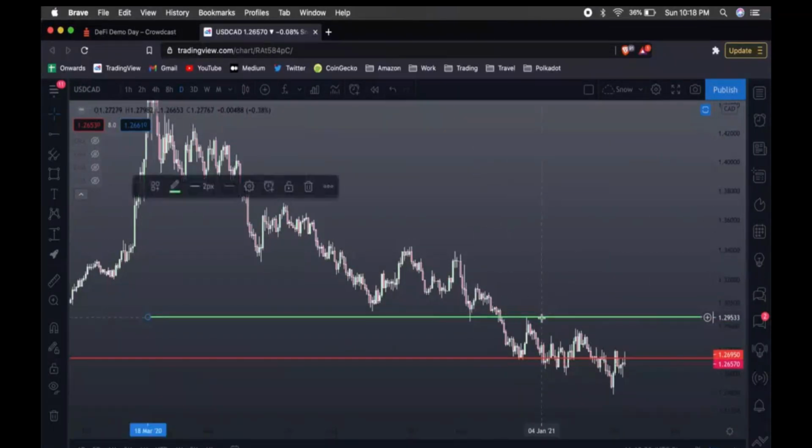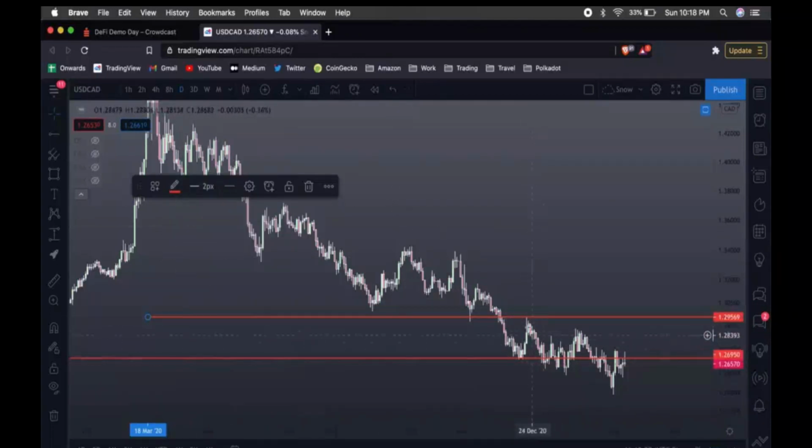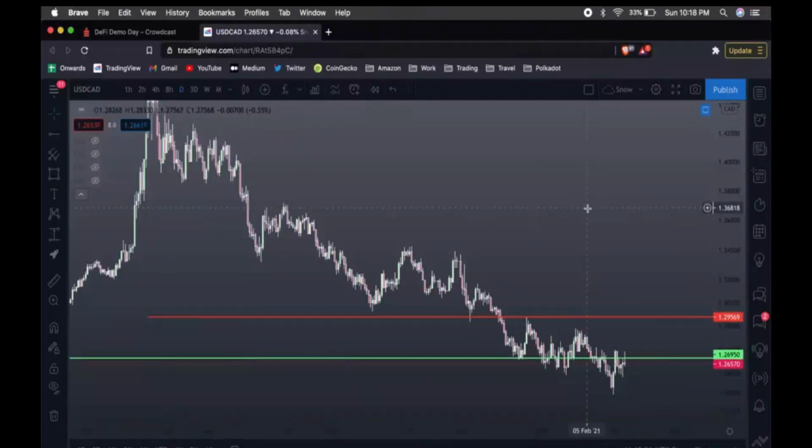In this case, I would actually have the top line, the resistance line, red, because it is where we look for shorting opportunities or selling opportunities. It's where the sellers live. So in these kinds of bear trends, I would actually like to label it the opposite way, but that is a bear trend just so you guys can see.